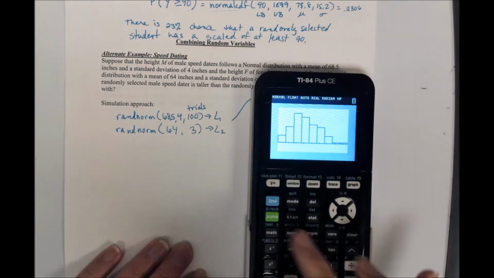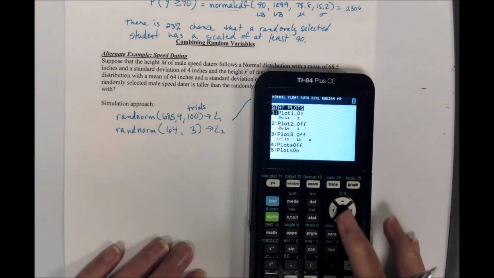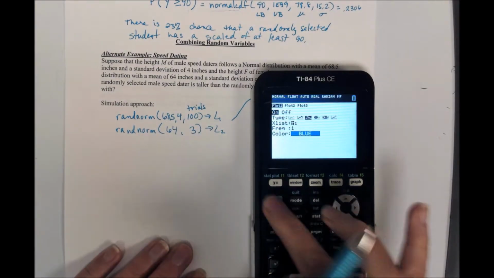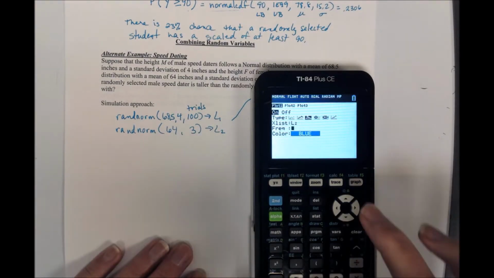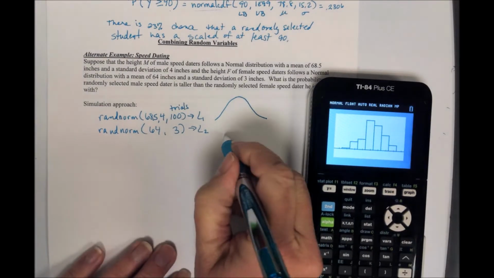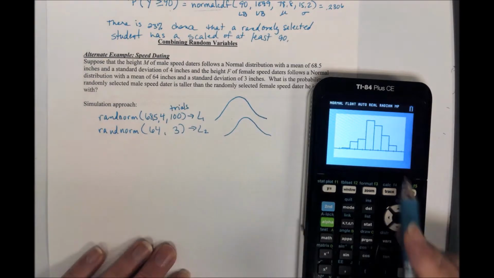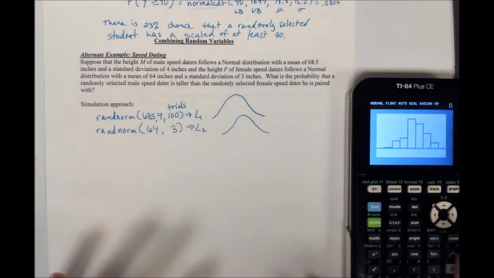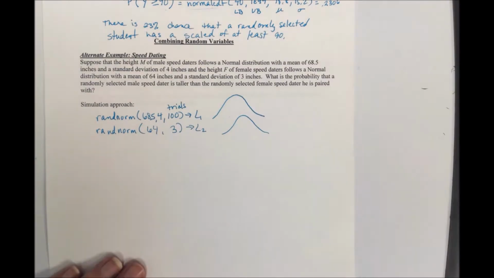And then if I look at the female's distribution, I'm just going to go back and change this to list 2. And again, do zoom 9. And this is the female distribution. So this one actually looks like it has some lower on the left. Okay. But they're roughly approximately normal. So those are the shapes.